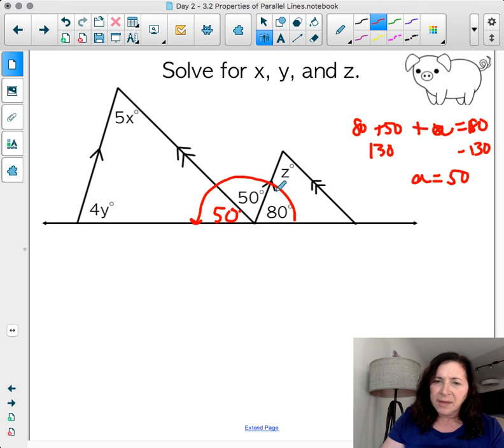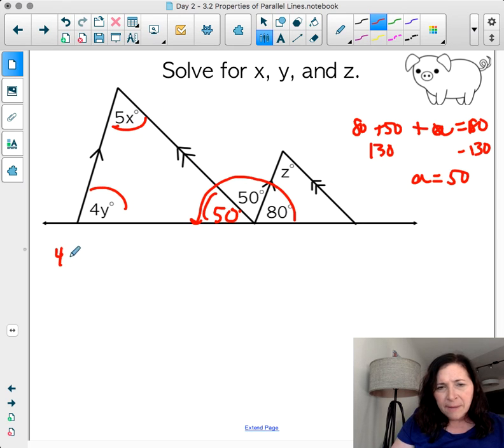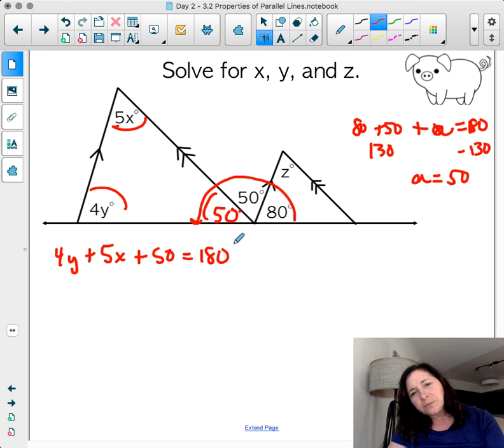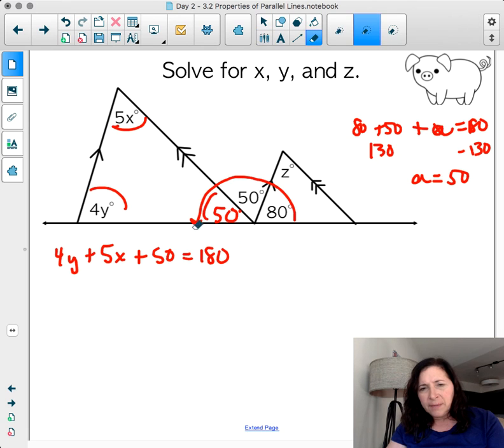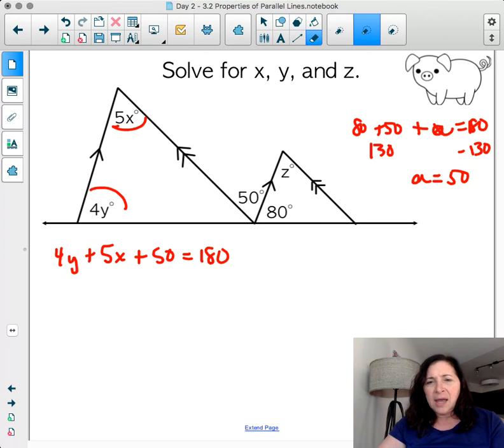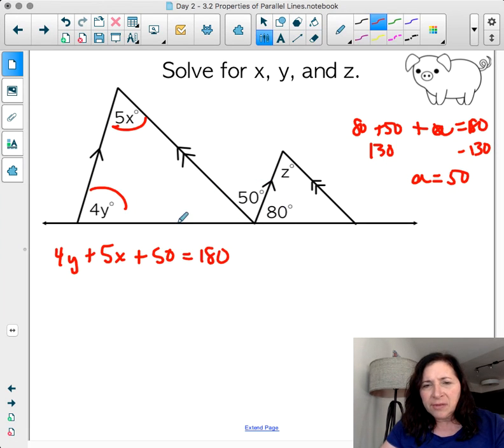Okay, keep in mind that's 180. Well, one thing that I do know is that the sum of the angles in a triangle add up to be 180 degrees. I know that 4y plus 5x plus 50 is going to equal 180 degrees. Now, another thing that I should look at, and I'm going to erase this real quick and put this back in here, we know that's 50.